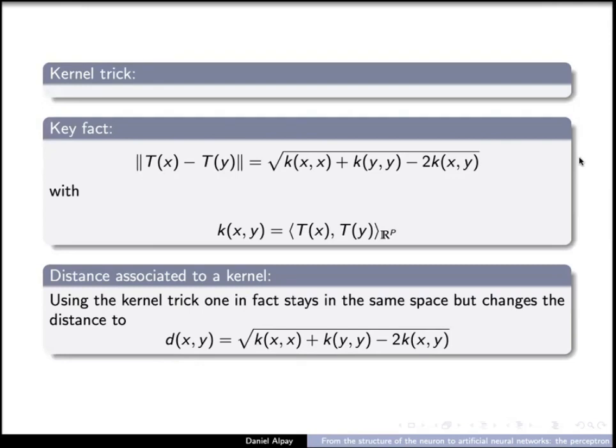But when you compute the distance of t of x minus t of y squared, you get k, where k of xy is the inner product of t of x and t of y. You get k of xx plus k of yy, and if it is real, minus 2 k of xy. If it is complex, you need a conjugate. So it just means this is a metric, if it's one-to-one.